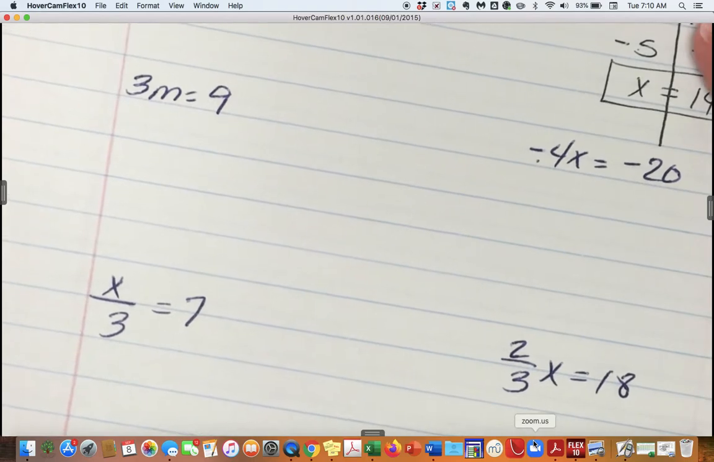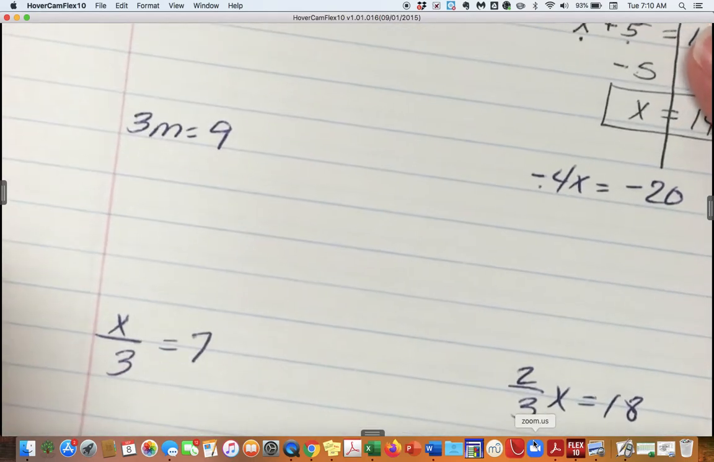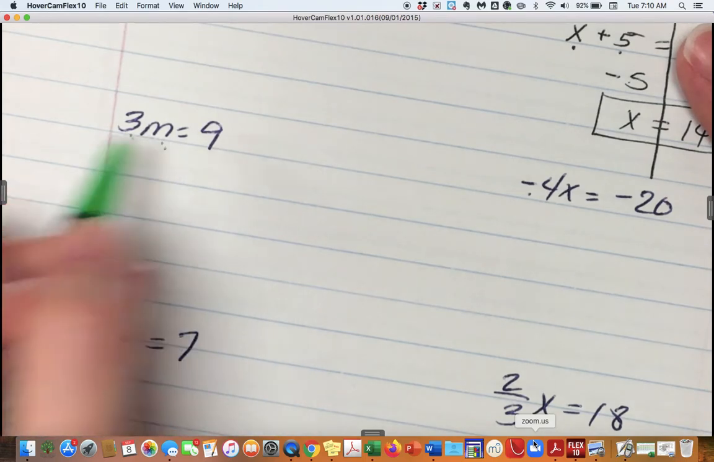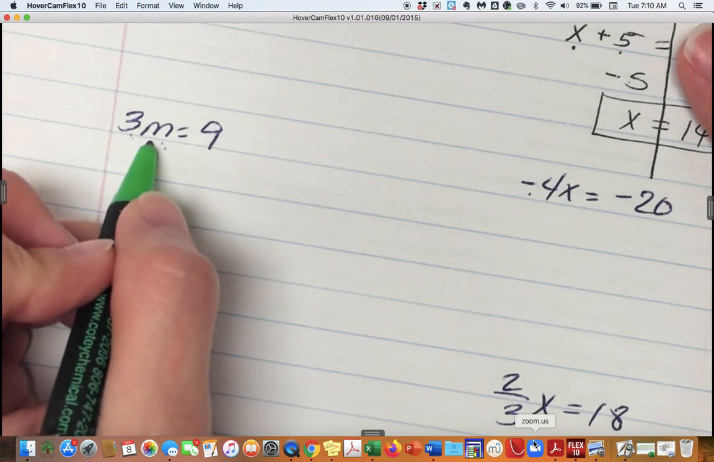Okay. Now, you can also do one-step equations with multiplying and dividing. So let's start with the multiplying one. That, for some reason, just comes a little easier. Okay, this means when they're all squished up, that means 3 times m.